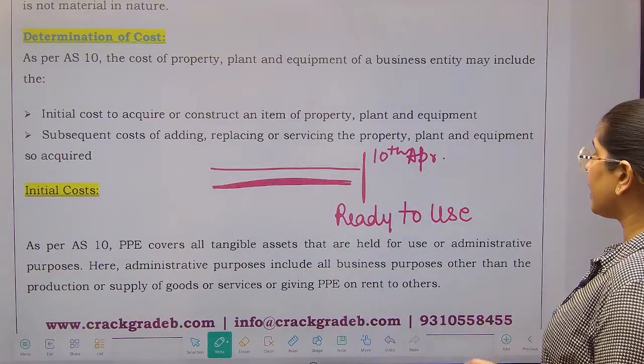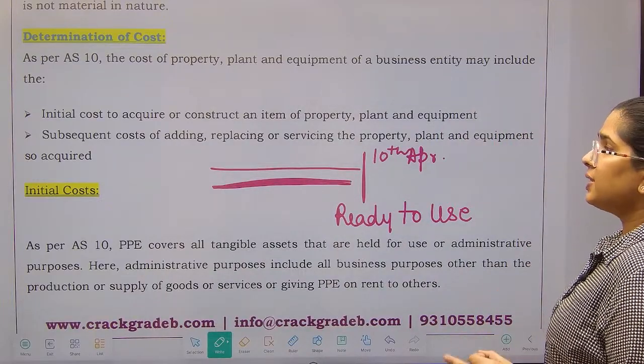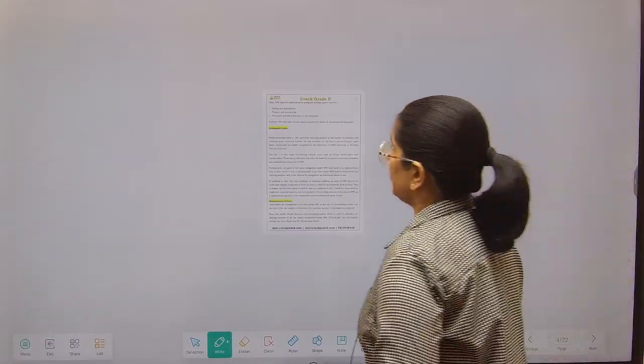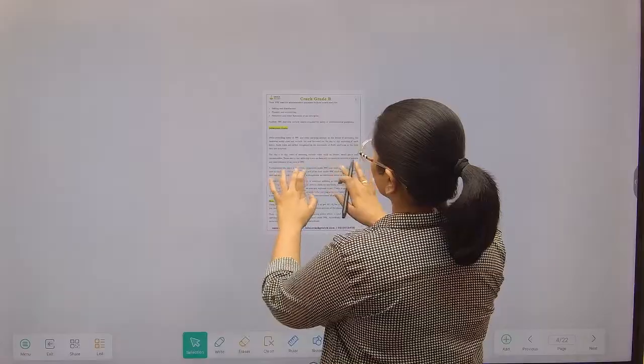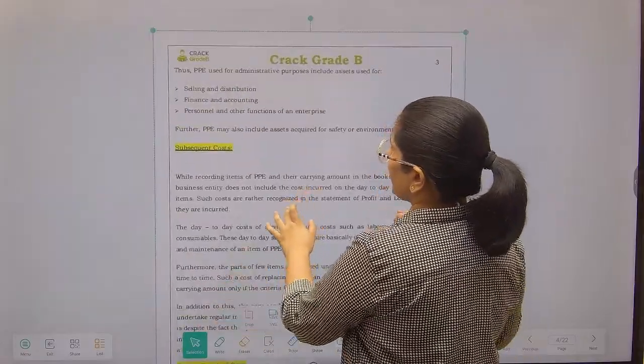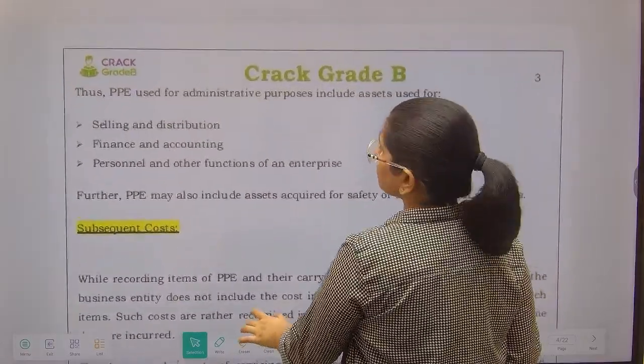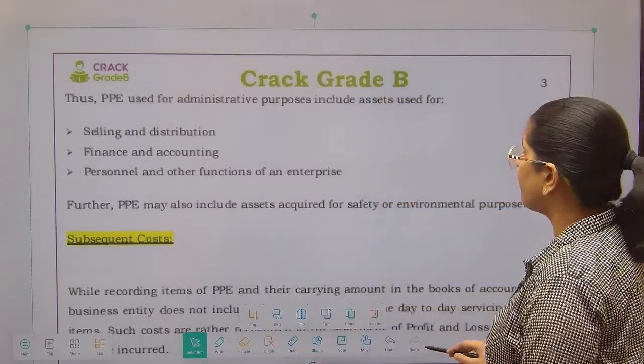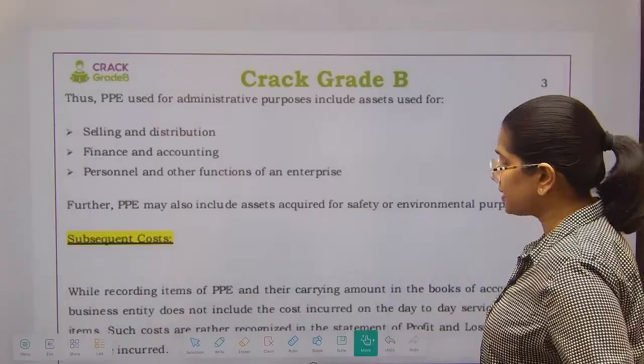Initial cost में आपका क्या क्या आएगा? So all such expenses which you have incurred to construct the machinery, ठीक है? अब वो चाहे कोई भी खर्चे हो, like selling and distribution, finance and accounting, personnel, right? Further, PPE may also include the assets acquired for safety or environmental purposes. कभी कभी क्या होता है?